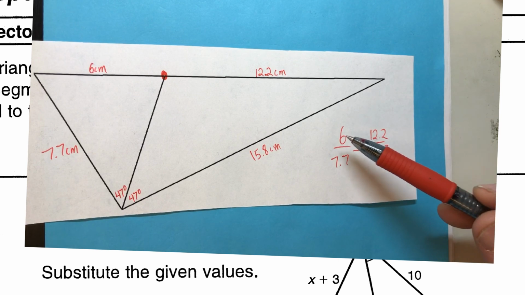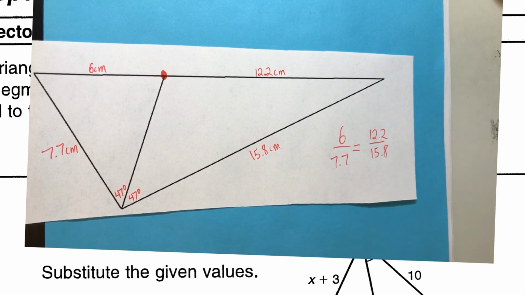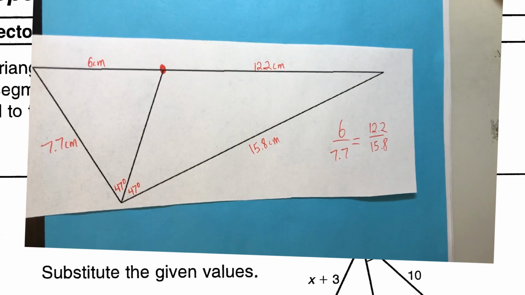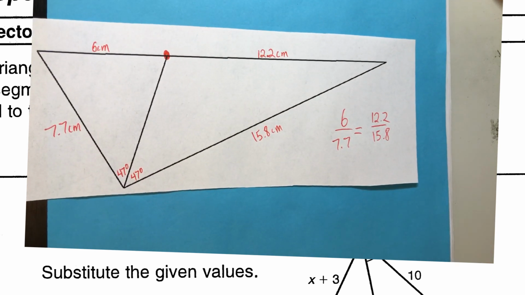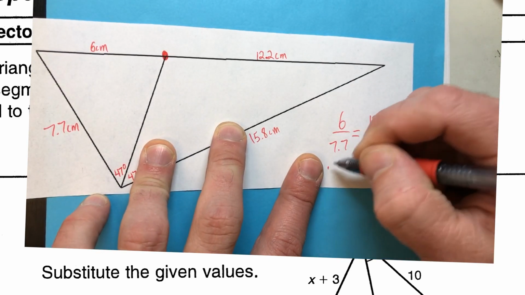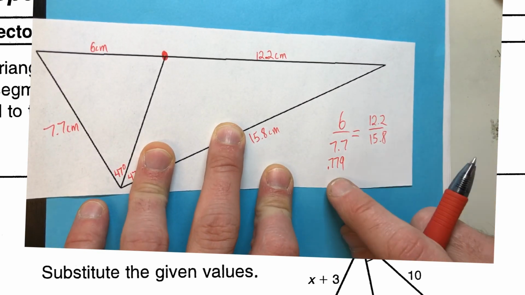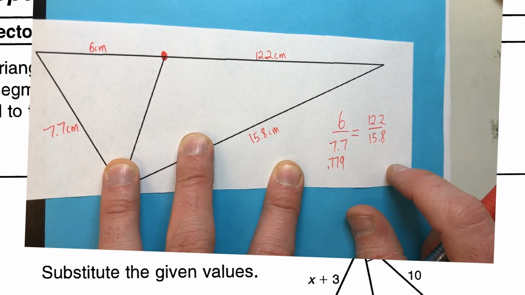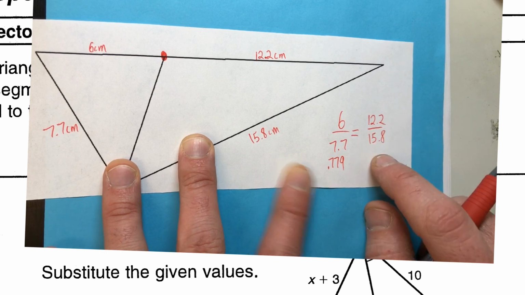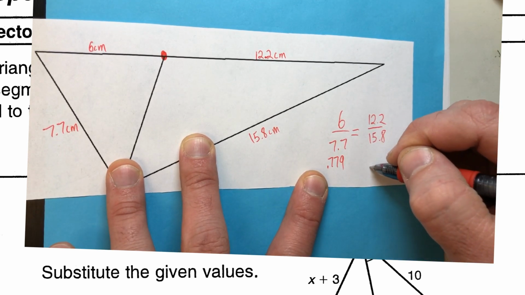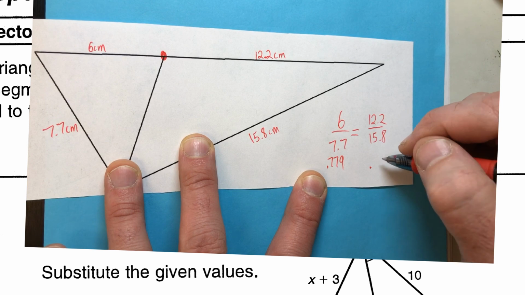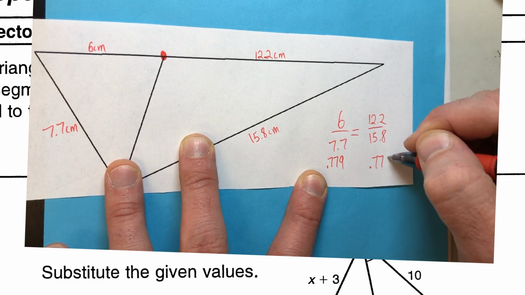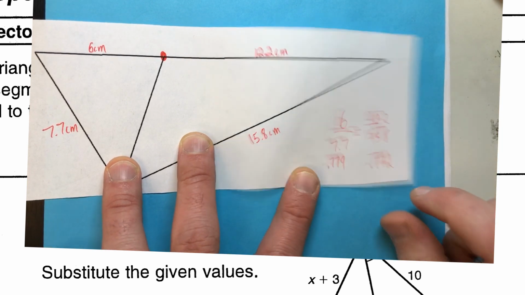Okay, so what I want you to do in your calculator is type in 6 divided by 7.7. Tell me what that is as a decimal. Okay, 0.779. All right, now do 12.2 divided by 15.8. See what that is. It's 0.772, something like that.